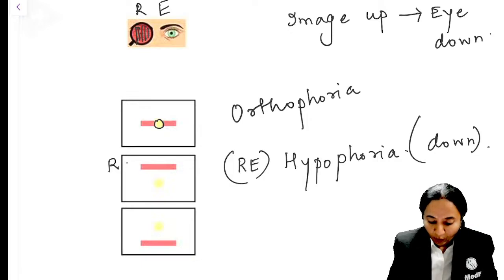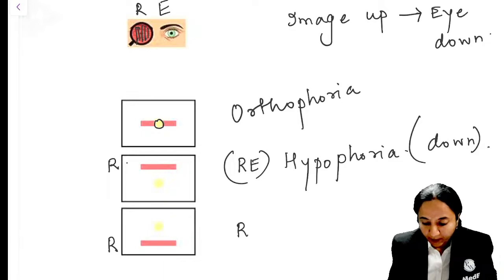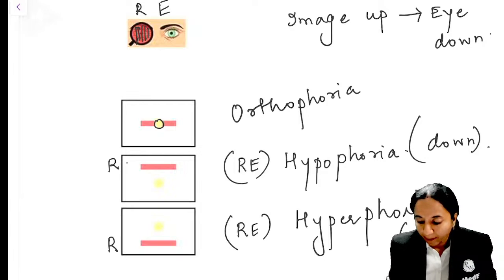And isme dekho, the right eye image is down. That means obviously the eye is up. So this means that right eye hyperphoria. Right eye hyperphoria. So the eye is up.